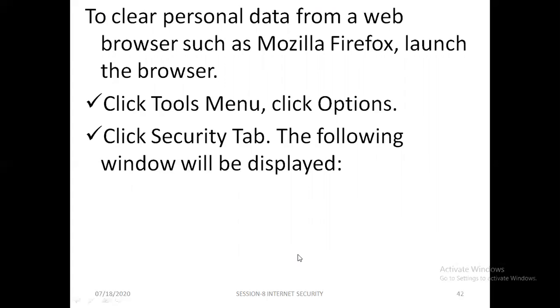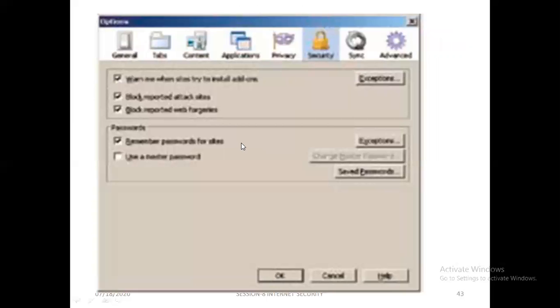To clear the personal data from a web browser such as Mozilla Firefox, we need to launch the browser, then click the Tools menu, click Options, and click the Security tab. The following window will be displayed. In that, the option remember passwords for sites is checked, and you need to uncheck it. Then click on OK.